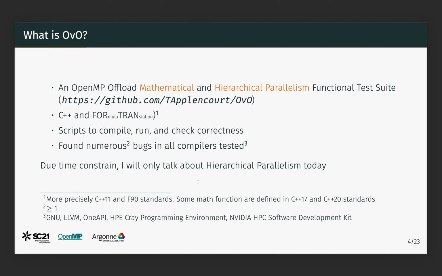We found a bug in all the compilers tested, and many of them were already fixed, which is really good news. Some of them are still awaiting a fix from the vendors. Due to time constraints, I will focus on hierarchical parallelism. But if you want to know more about how we can test all mathematical functions, you can see the backup slides if you download the PDF.